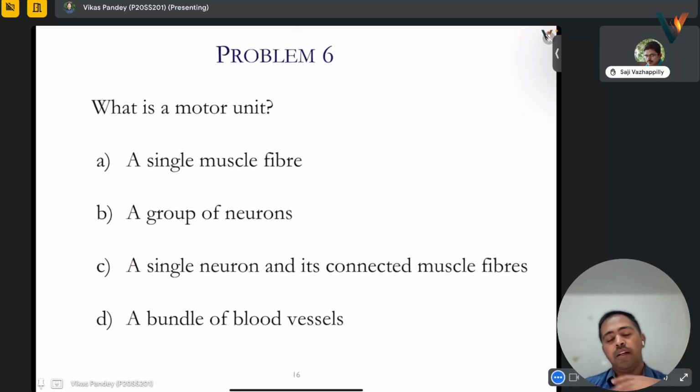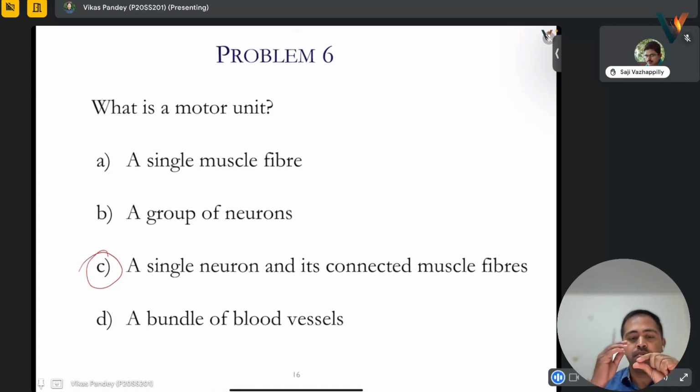So then, as I was saying, motor unit. What is a motor unit? A single muscle fiber, a group of neurons, a single neuron with connected muscle fibers, or a bundle of blood vessels. I think it is a single neuron and its connected muscle fibers. This is what a motor unit is. This is the smallest motor control that we can get.